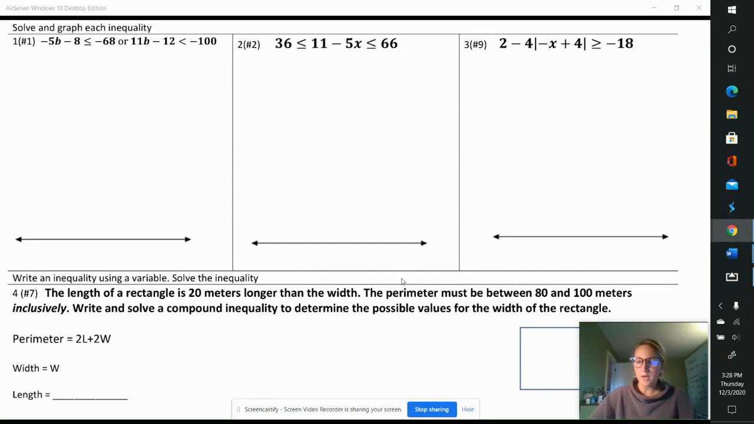This is the Jamboard practice assignment for the review on 2-4 and 2-6 solving compound inequalities and absolute value inequalities. So for number 1, we're solving this OR compound inequality, and we want to solve them separately. First we have -8, so we want to add 8. We're multiplying b by -5, so next we want to divide both sides by -5. And it's that step there that requires us to flip the inequality symbol.